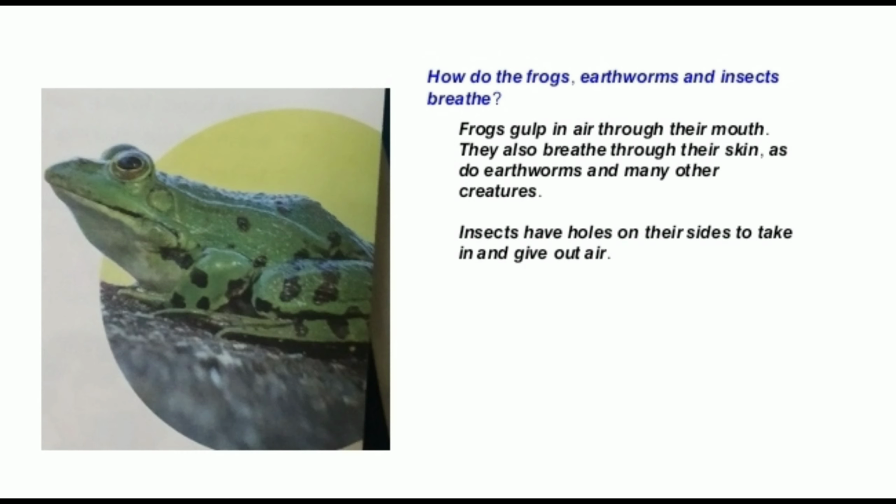And what about frogs, earthworms, and insects? How do they breathe? Frogs gulp in air through their mouth. They also breathe through their skin. In the same manner, earthworms also breathe through their skin. Insects have holes on their sides to take in and give out air.